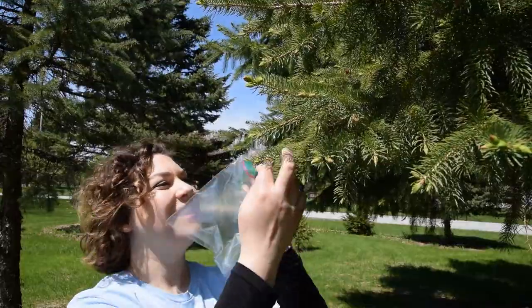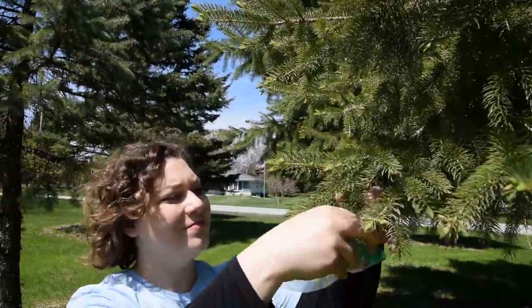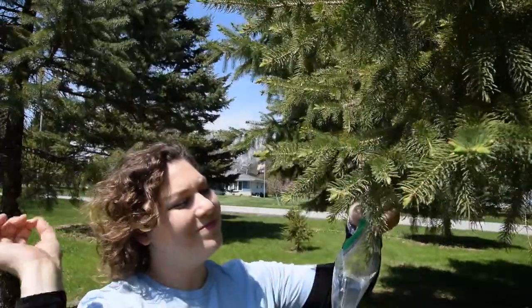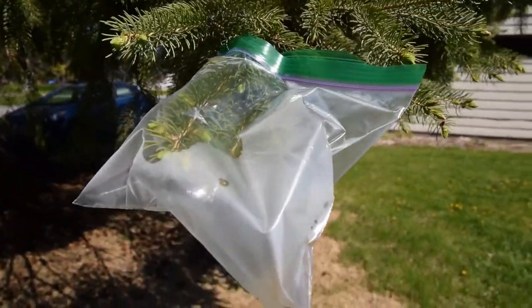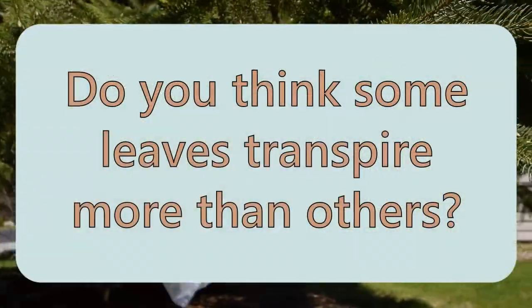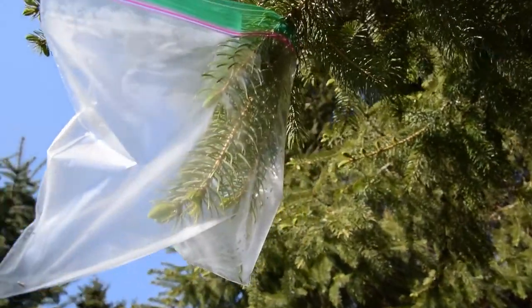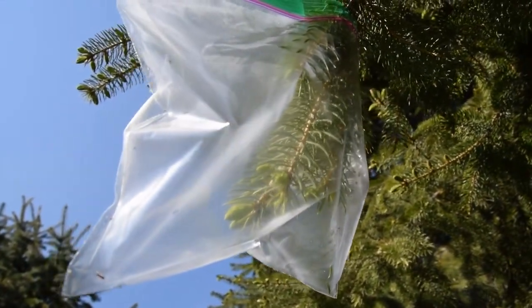Use a clear sandwich bag and find some green leaves. Without ripping anything off, put the leaves and branch in the bag and zip it closed. Give it at least a half hour and you'll see some water in the bag. That's what we call transpiration. Do you think some leaves transpire more than others? Try this experiment with different plants, like deciduous and coniferous trees.